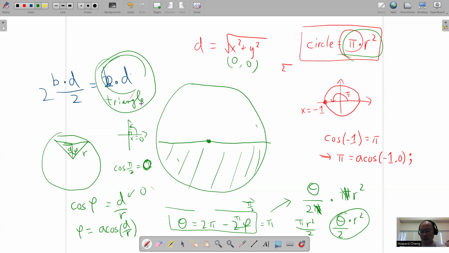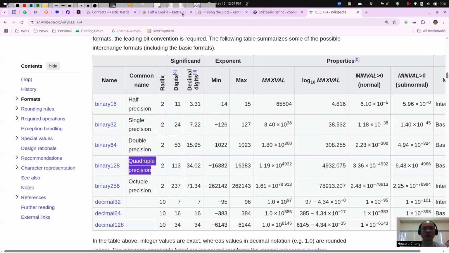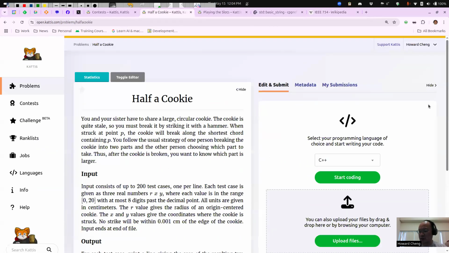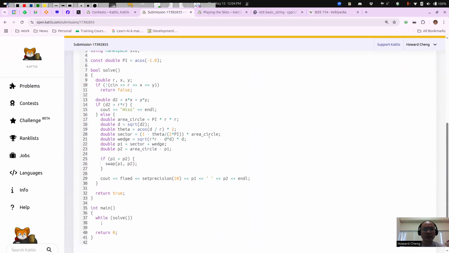Okay, so that's that one. So at the end, the code is actually relatively short, right? But it's not about the length of the code, but how you get there.